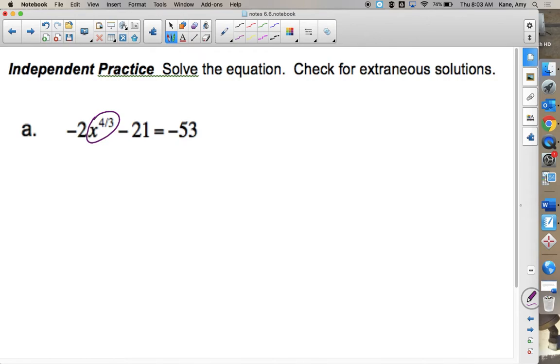Chris? Right, so we first need to add 21. Those are like terms. Combine them together. So we're not doing anything with the exponent right now, which will eventually become a radical. Not doing anything with that part. On the other side, Chris, negative 53 and 21 make? And again, you still need to isolate it. So before you do anything else, get rid of the negative 2.